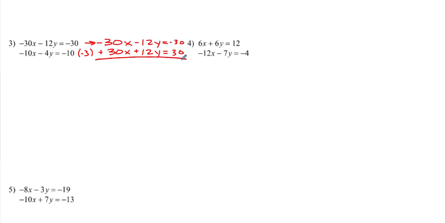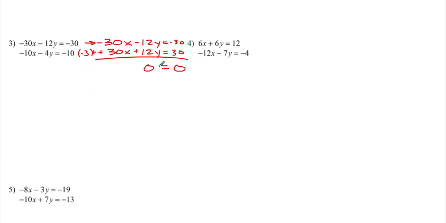So now I can do like I did in the first one, add these straight up. So negative 30 plus positive 30, 0. Negative 12 plus positive 12, 0. So I got 0. Negative 30 plus positive 30 is 0. So I got 0 equals 0.